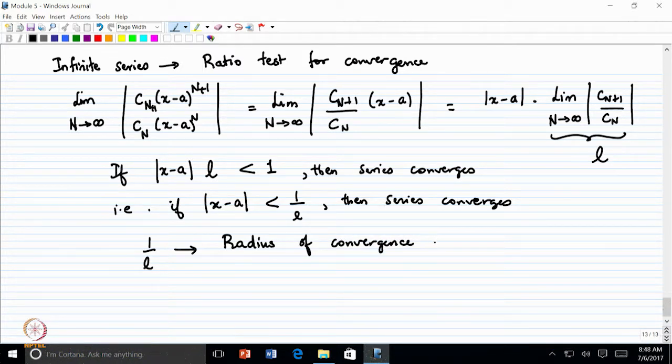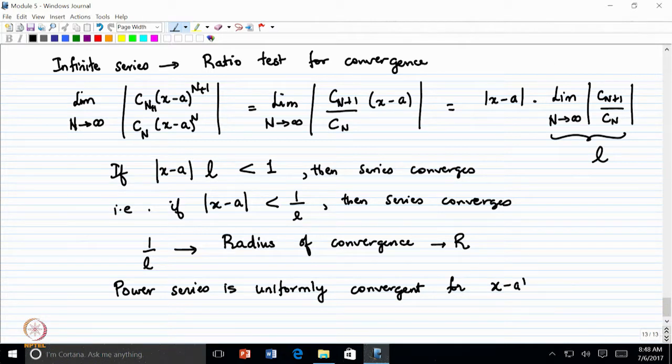This radius of convergence is usually denoted by r, and what is important is that the power series is uniformly convergent for |x minus a| less than r. So, it is uniformly convergent, that means it converges for all x. The word uniformly is used to say for all x.